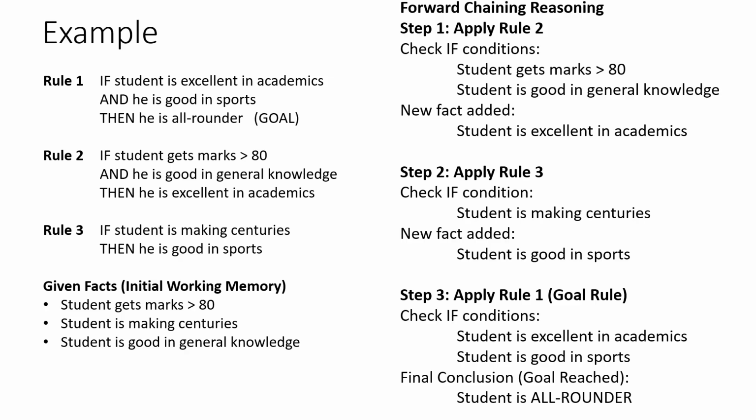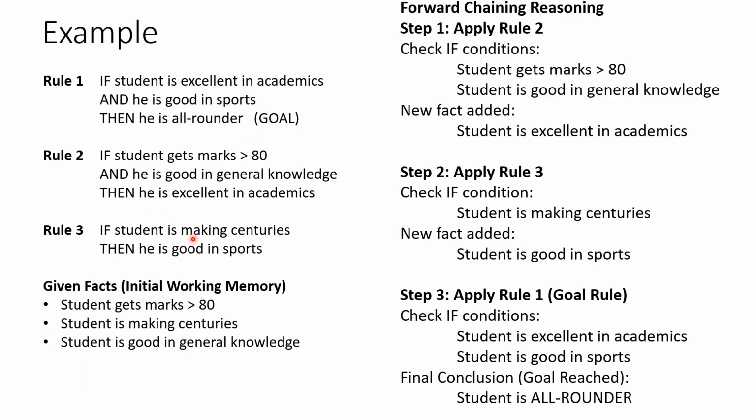So here you can see a set of rules are given. Rule 1: if student is excellent in academics and he is good in sports, then he is an all-rounder. So here the goal state is he is an all-rounder. And the next rule is if student gets marks above 80 and he is good in general knowledge, then he is excellent in academics. Then the third rule is if student is making centuries, then he is good in sports. So these are the rules given, and the goal state is he is an all-rounder.